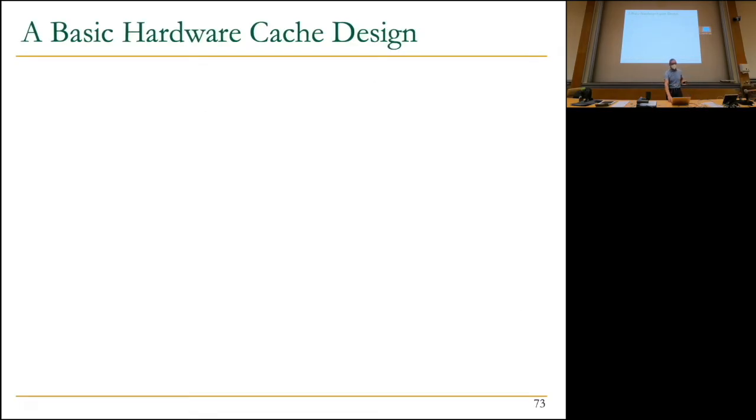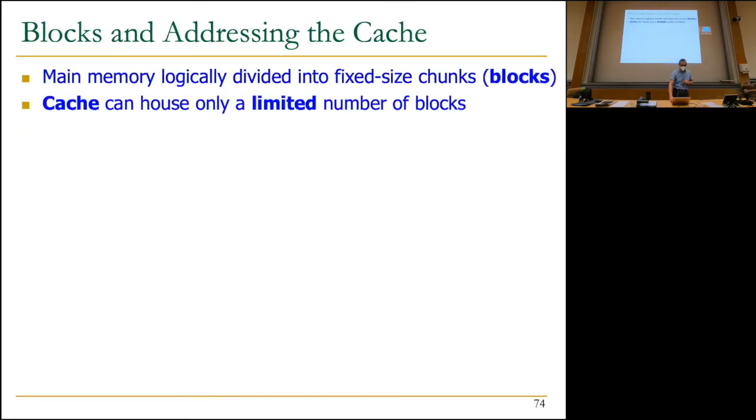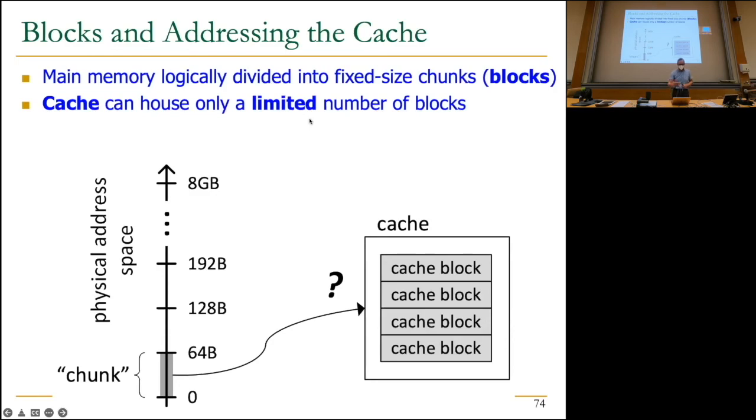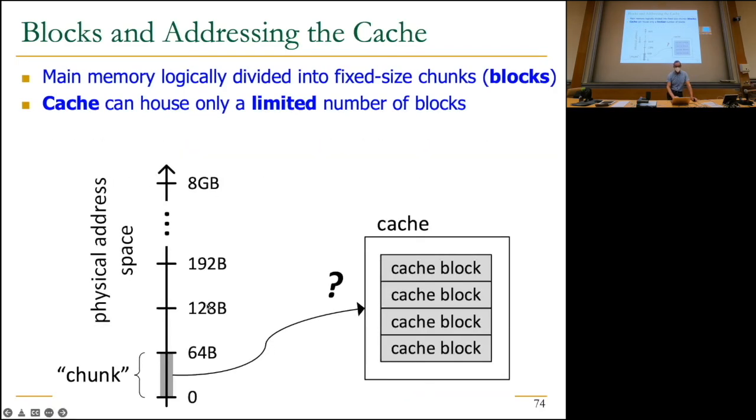So let's start with a basic hardware cache design, and we'll examine later a multitude of ideas to make it higher performance. I already said this: main memory is logically divided into fixed size chunks. That's what we're going to assume. These are called blocks, and the cache can keep only a limited number of blocks. This is the picture that we looked at earlier. The question is basically, how do you do the mapping between a main memory chunk and a potential cache location?